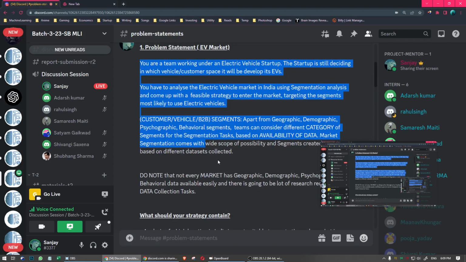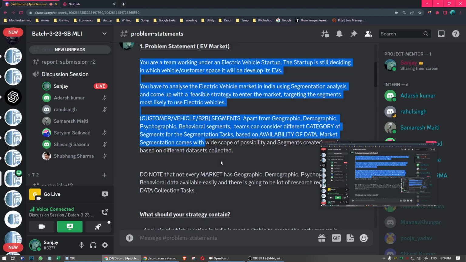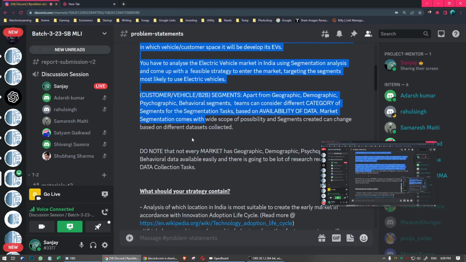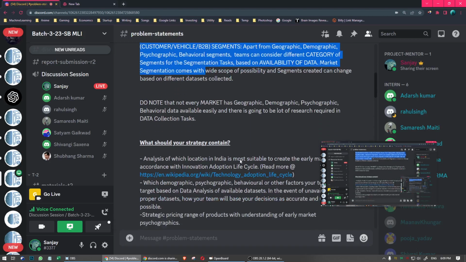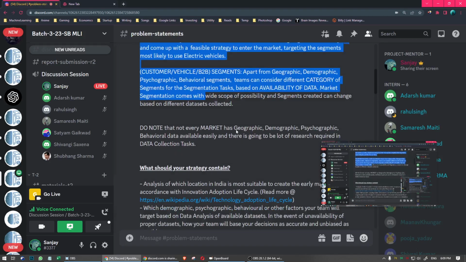will help the EV startup position themselves to produce their EV vehicle so that they get the maximum profitability by launching their product. So basically, that's all the questions you have to answer: what type of vehicle you should produce, what type of income group, what type of age group, what type of geography, in which places of India, let's say Mumbai, Delhi, at which places you will target the market, right? All these questions you have to answer in the market segmentation problem.